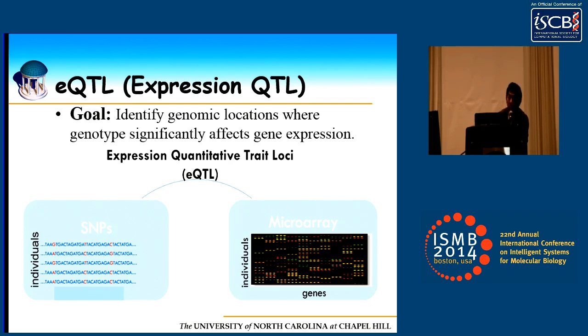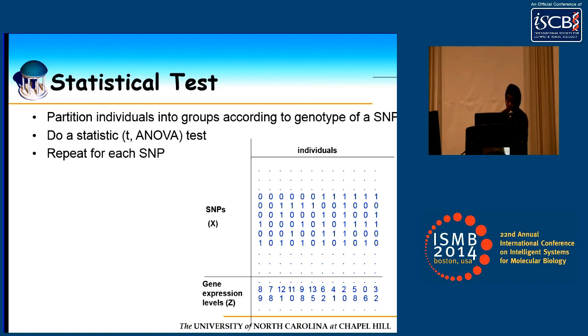And to fulfill this task, we can make use of statistical tests. For example, in the example shown below, each row stands for one SNP or one gene expression, and each column stands for one individual.